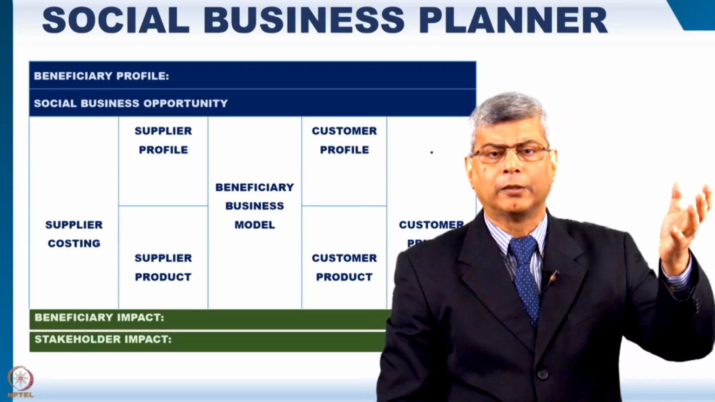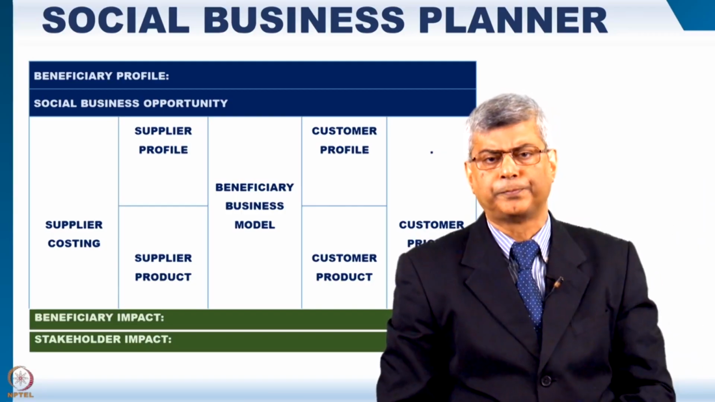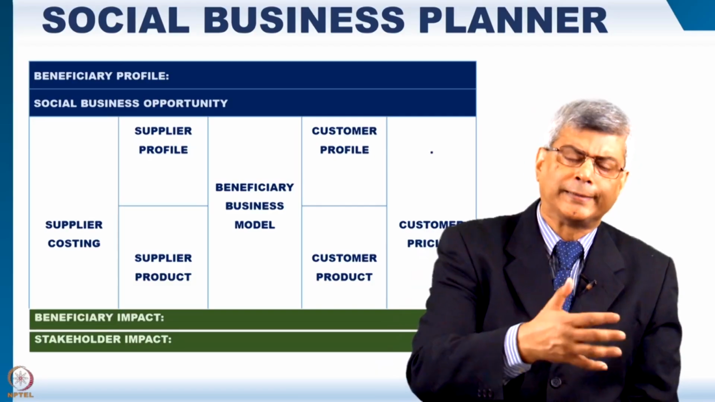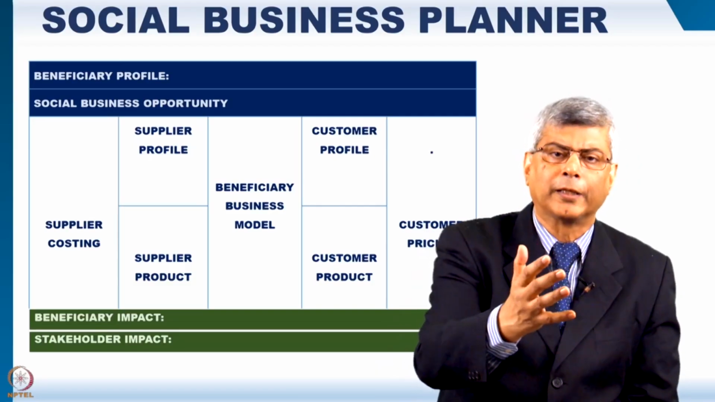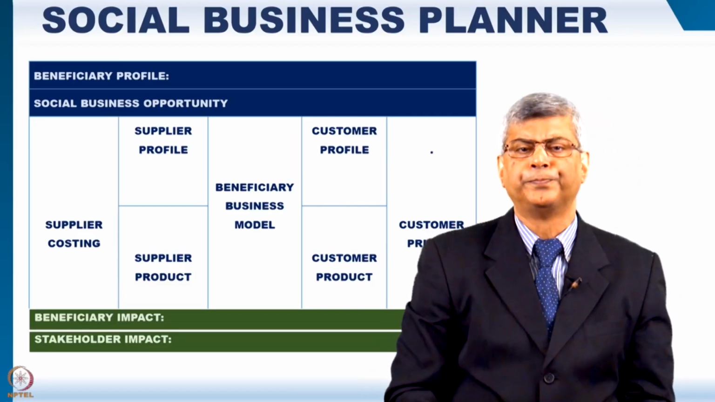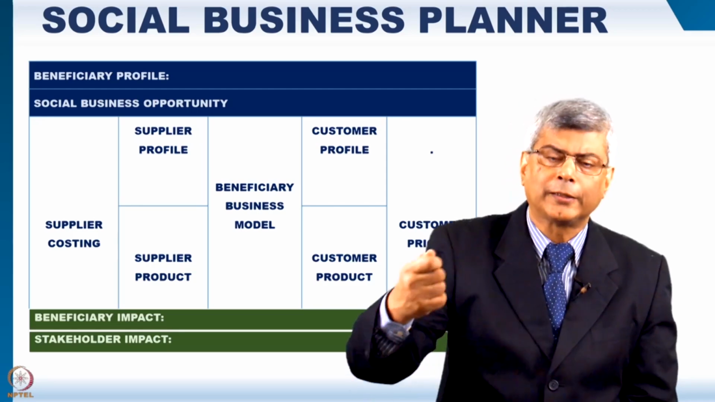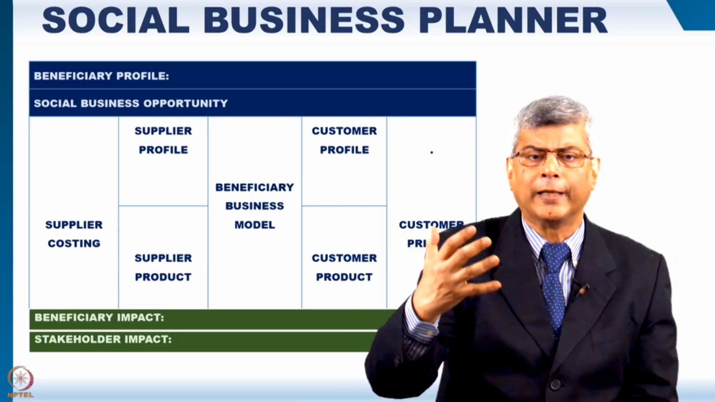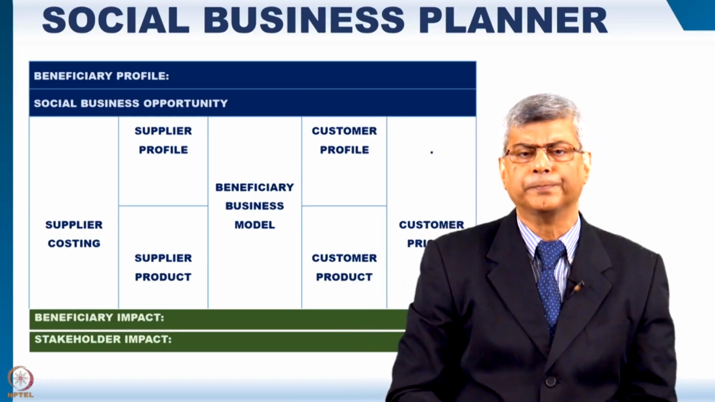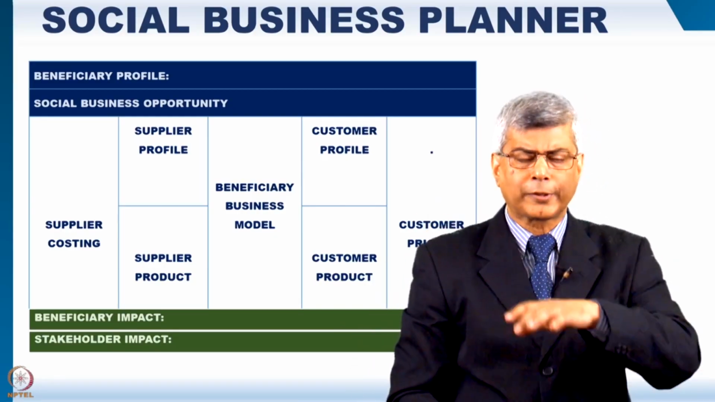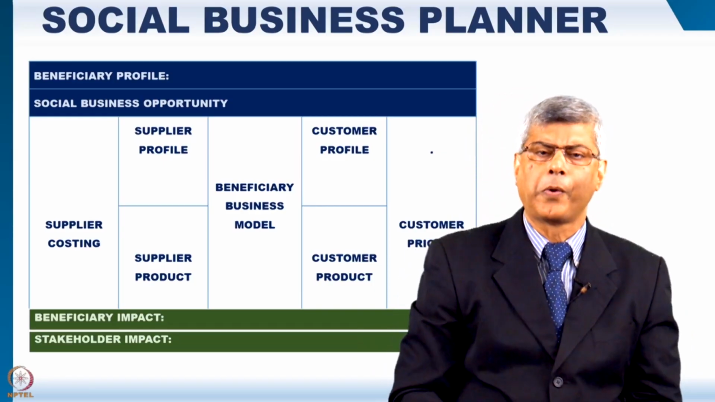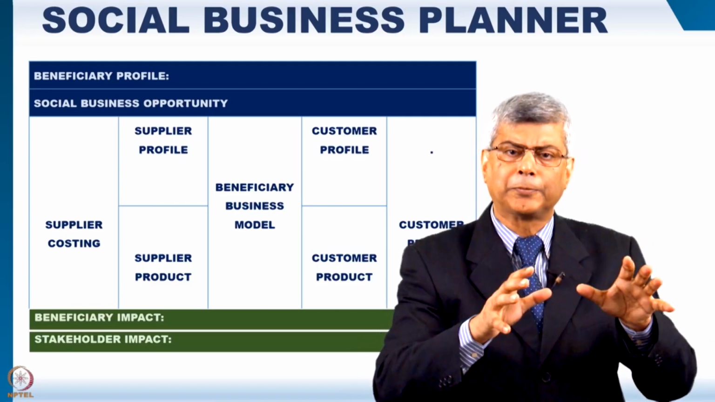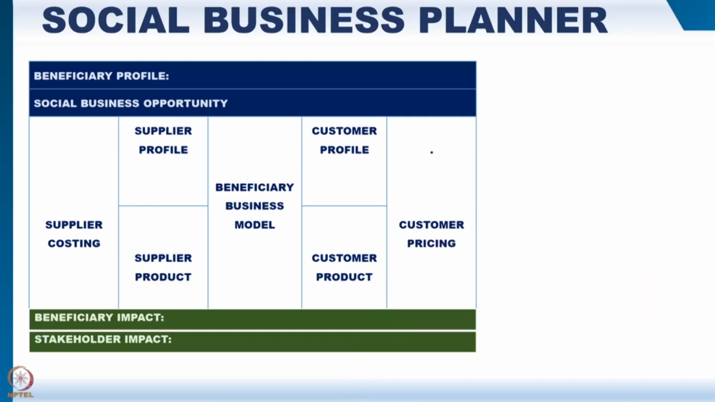Waste disposal of flowers, which can be used for fertilizers, etc., but it can also be put to good use. And then the customers who benefit because they get low-cost incense sticks. Not everybody can afford an expensive agarbatti. So that's the stakeholder impact. So this is just an example of how you can use this planner to plan a social business.